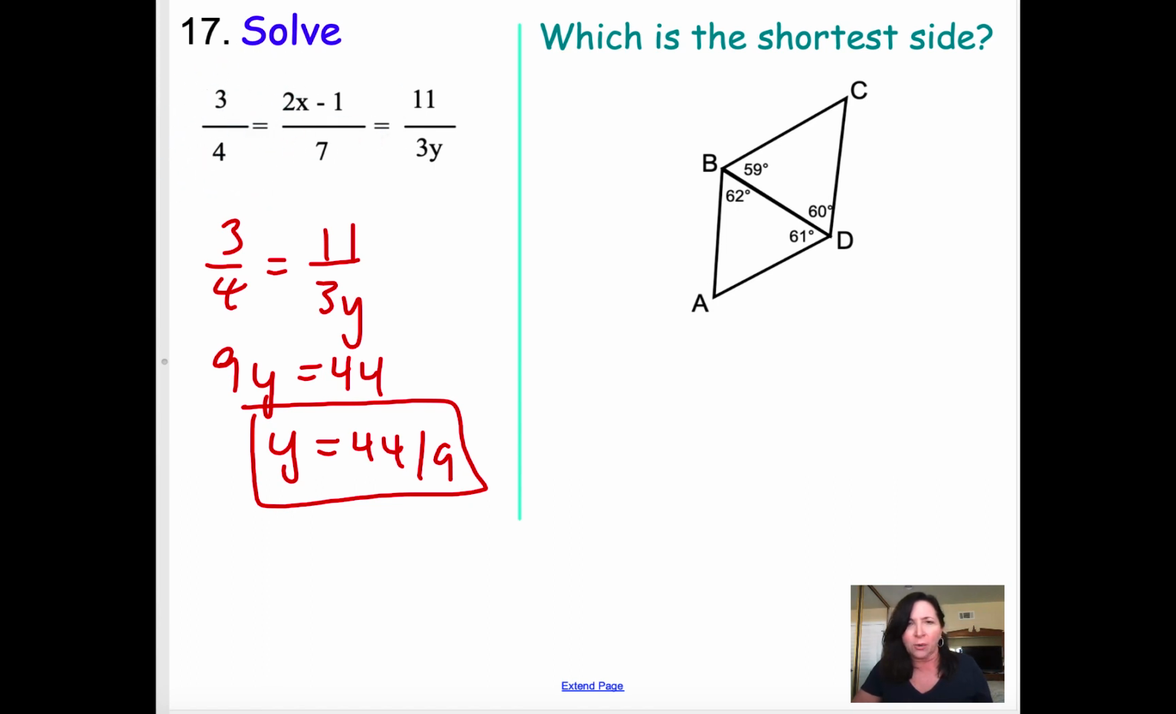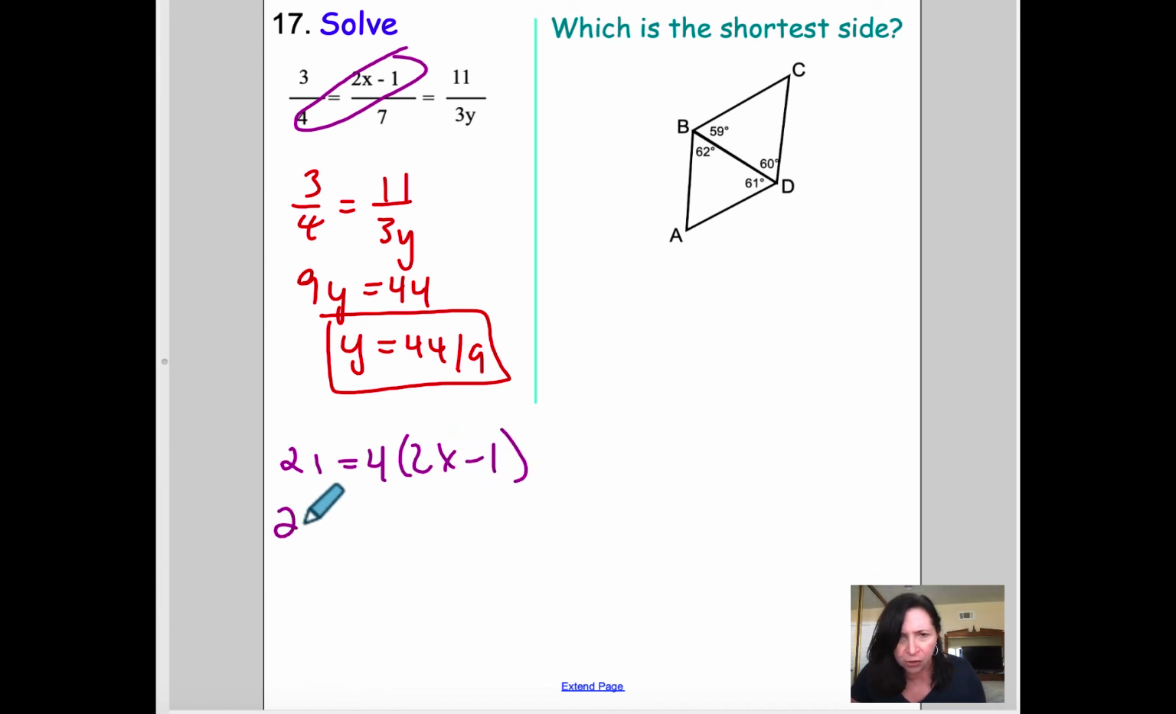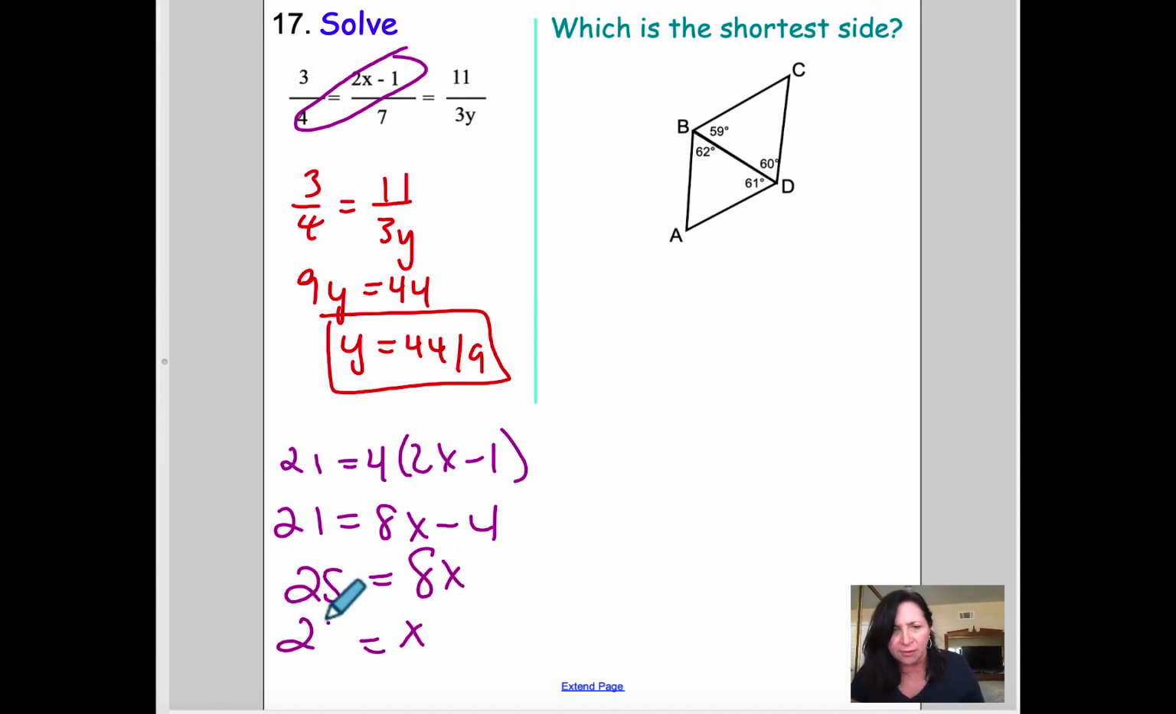Then to find x, get rid of that. I've got one equation, so I can cross multiply on that. I'm going to go 3 times 7, that's 21, is equal to this times this. So 4 times 2x minus 1. 21 equals 8x minus 4, add 4. 8x equals 25, x equals 25 divided by 8, and you're done.